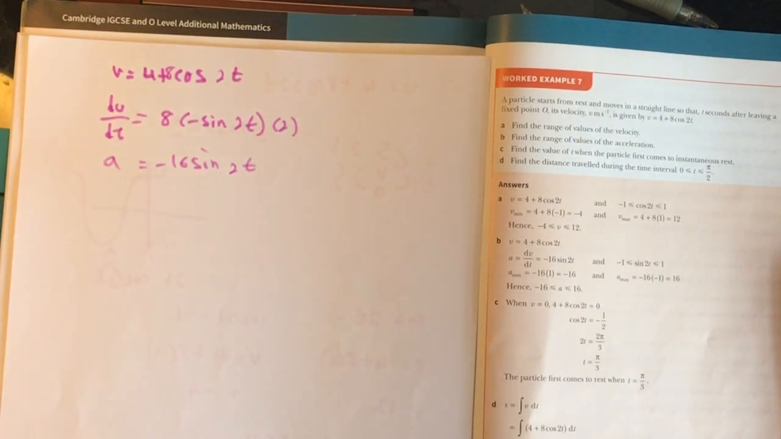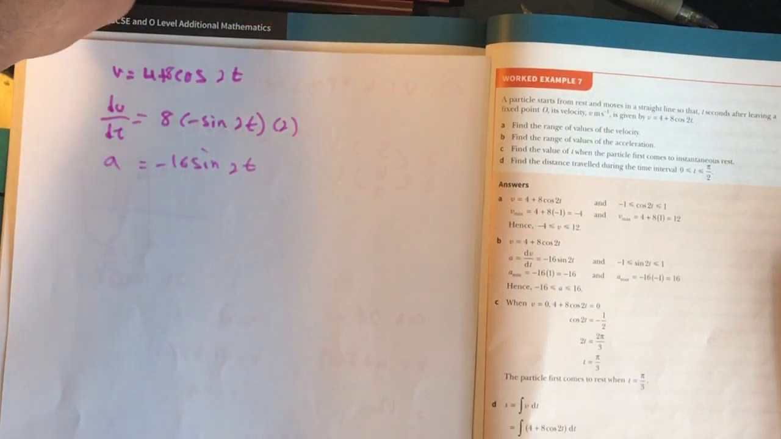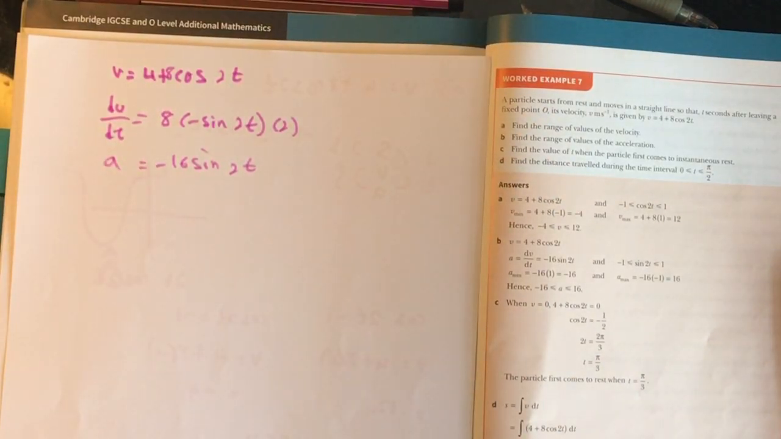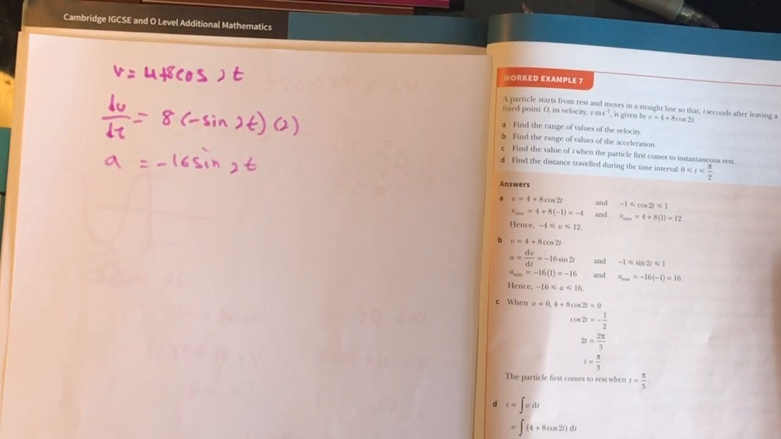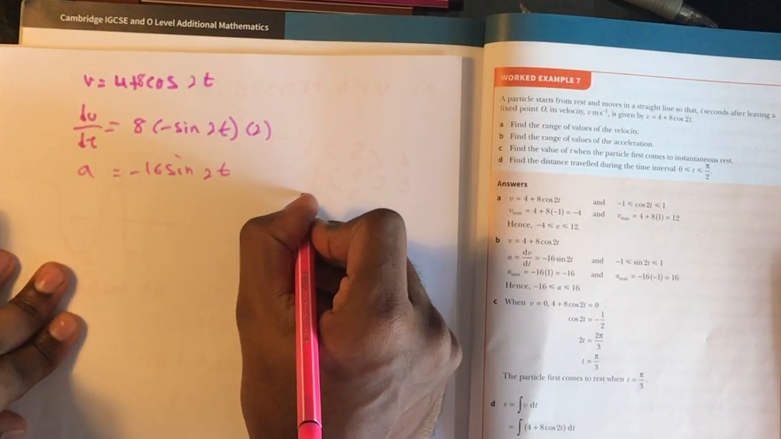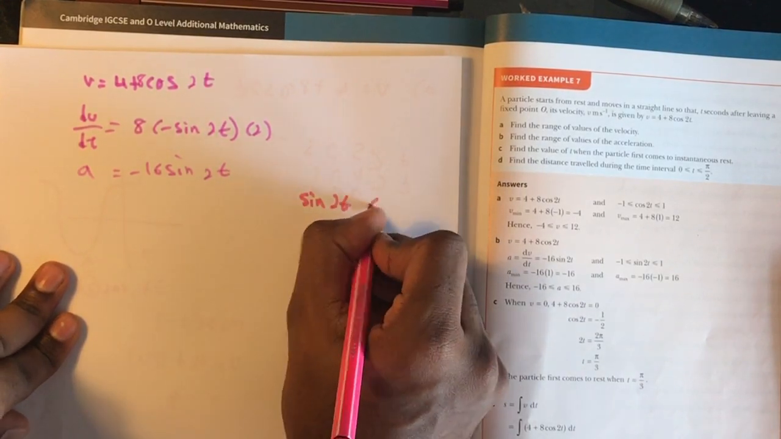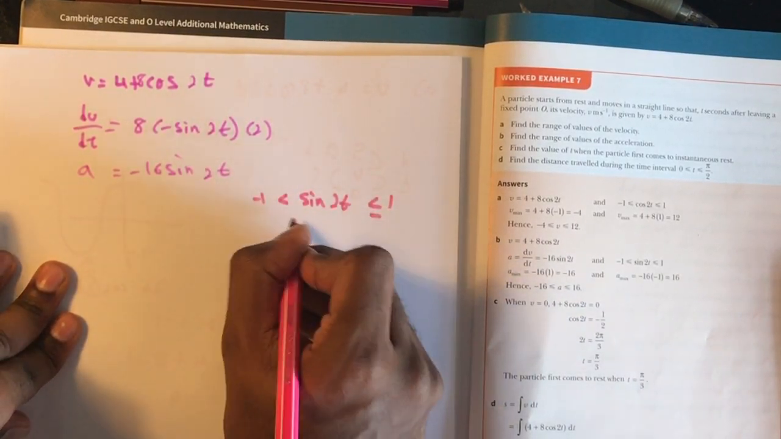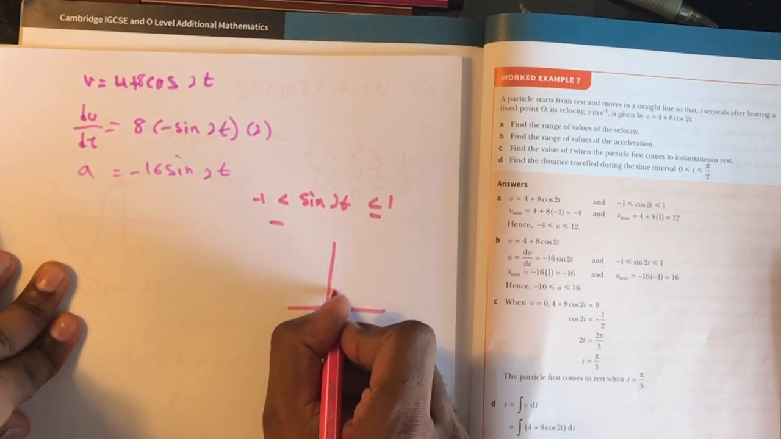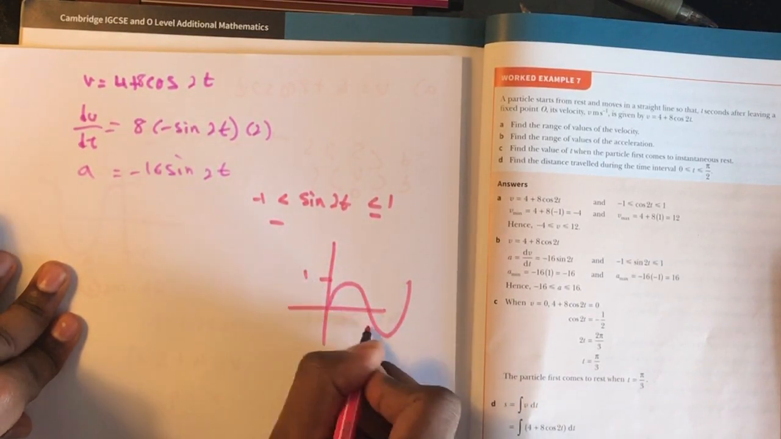So now you have the function for a ready. The next step is to find the range of values for the acceleration. Like I said earlier, you have to do a declaration. You need to mention that sine 2t has to be between 1 and negative 1, because remember the sine graph is like this, right? So the upper limit must be 1, and the lower limit negative 1.